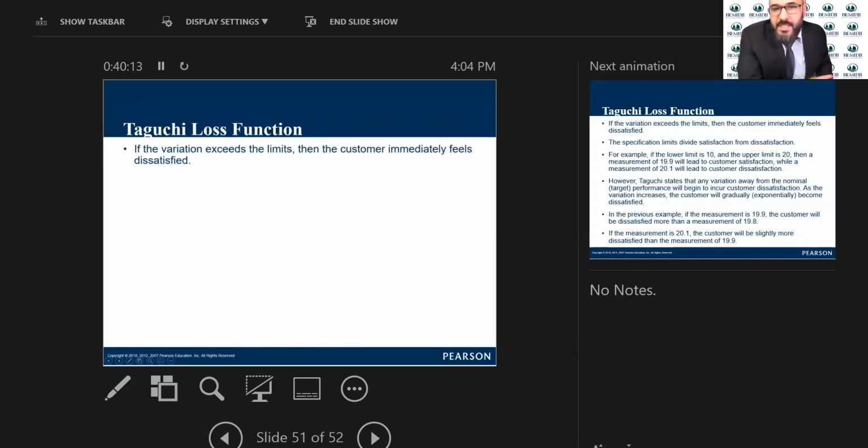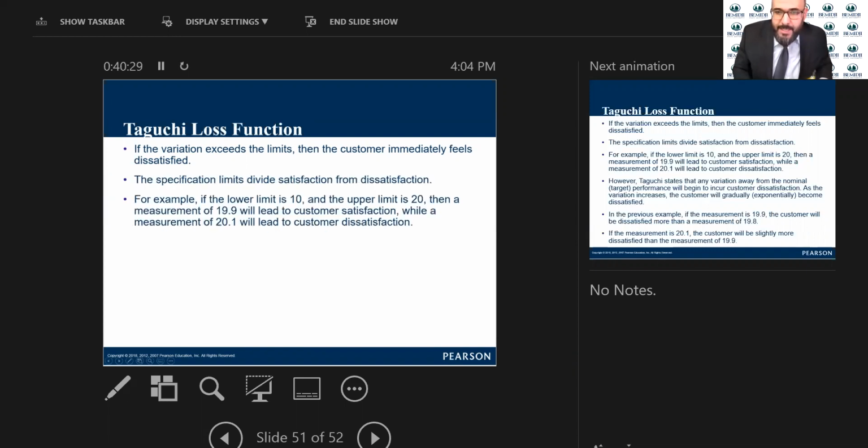If the variation exceeds the limit, then the customer immediately feels dissatisfied. Okay, so your target is what makes the customer satisfied. Going away from the target makes the customer unsatisfied. The specification limits are good, but that does not mean the customer will be happy.